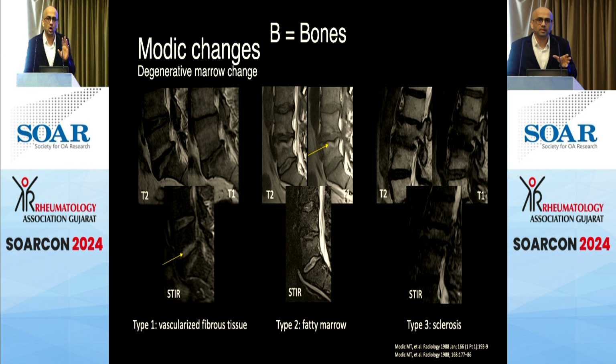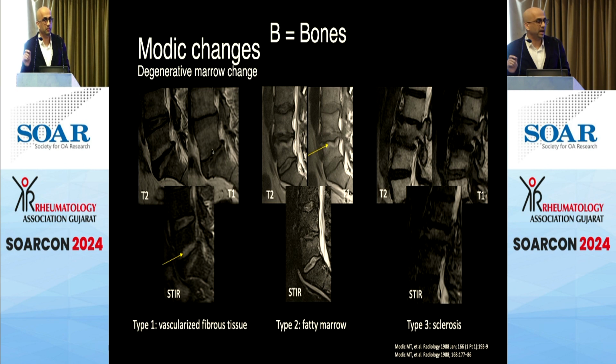But the most common marrow abnormality that you will see in a degenerative pathology is what we call Modic changes. There are 3 types of Modic changes: type 1, type 2, and type 3. In the first example you see here, you are seeing a bright signal in T2, a darker signal in T1, and that indicates edema.